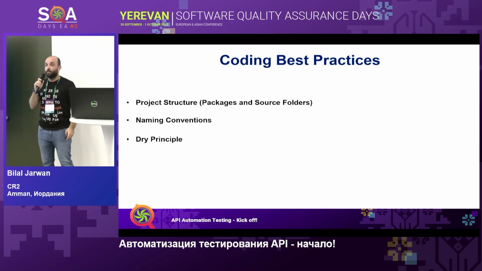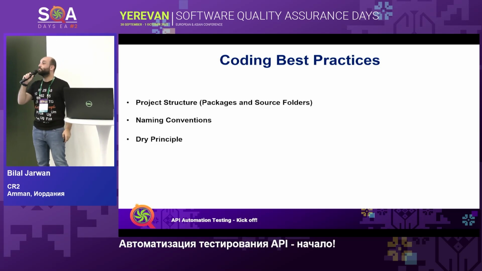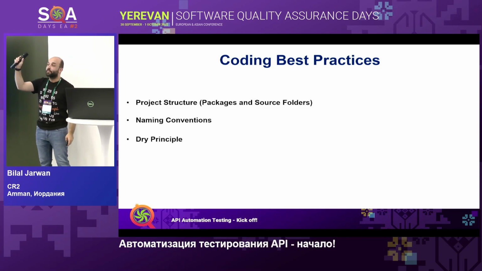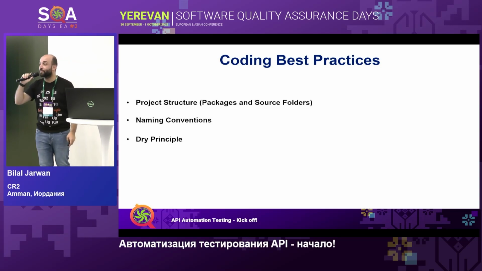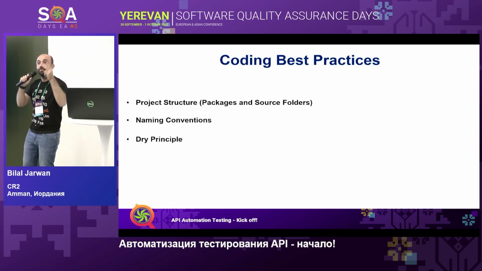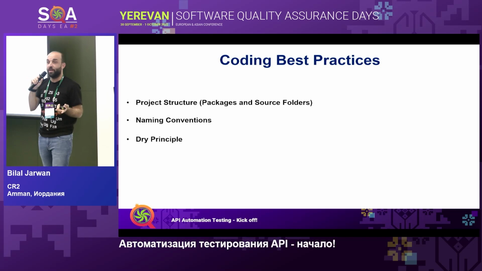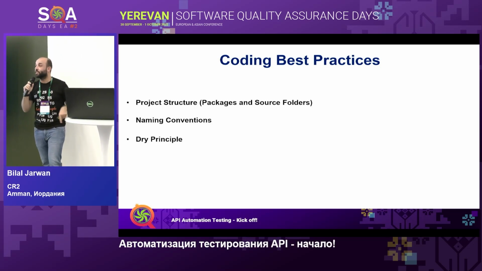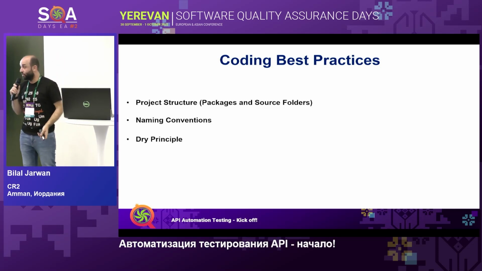And the DRY principle. Does anyone know what that means? DRY principle. That's right. Don't repeat yourself. You're right. Don't repeat yourself. So don't write the code twice. There is no need to write the code twice. You can write the code one time and reuse it in different places. So this will make your project stronger.